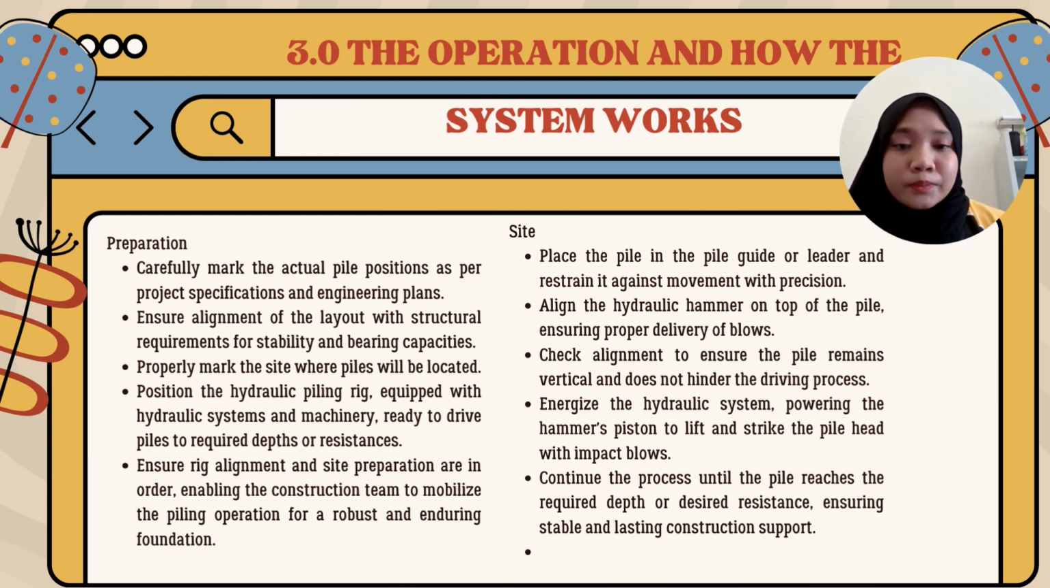And the next, for the site, place the pile in the pile guide or leader and hold it in against movement with precision. After that, align the hydraulic hammer on top of the pile, ensuring proper delivery of blows. Then check alignment to ensure the pile remains vertical and does not hinder the driving process. Energize the hydraulic system, powering the hammer's piston to lift and strike the pile head with impact blows. Continue the process until the pile reaches the recommended depth or desired resistance, ensuring stable and lasting construction support.